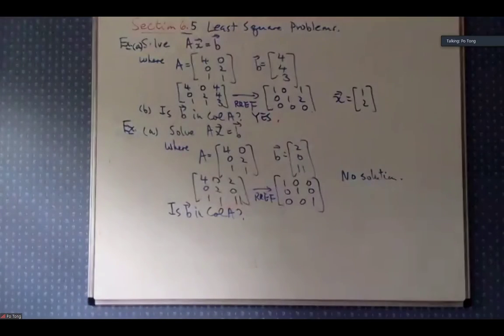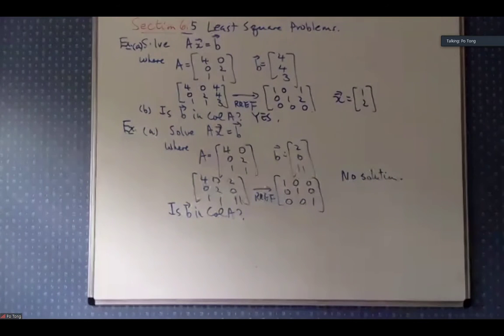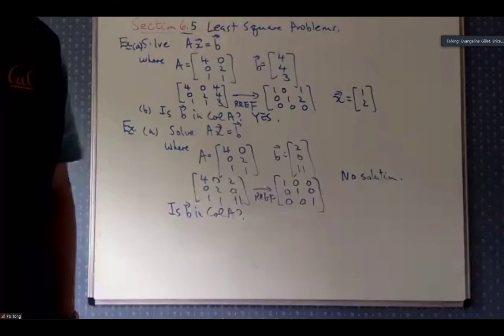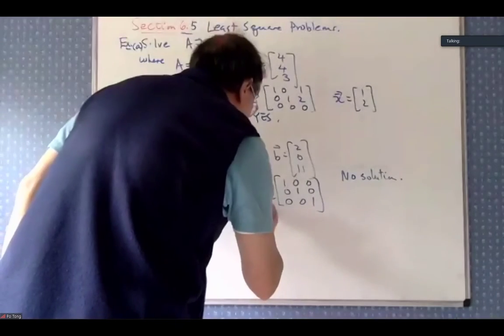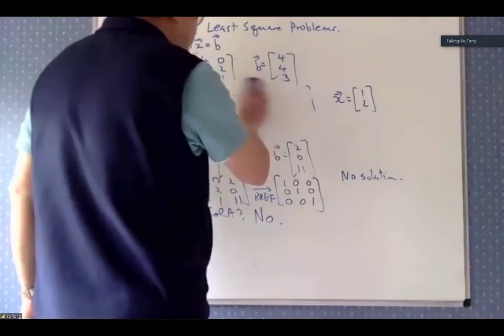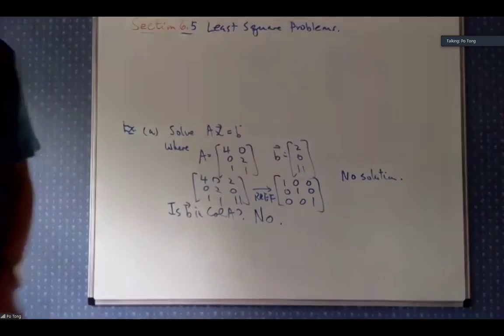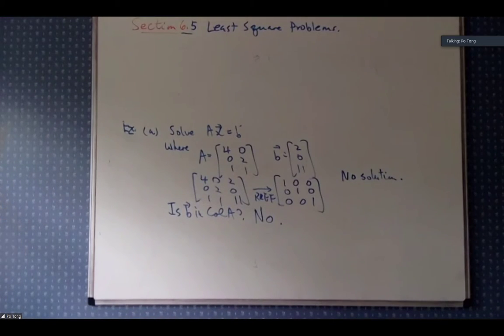Is B in the column space of A? Is it yes or no? No. The answer is no. So B is not in the column space of A. Now, this is what we are going to do. We're still focusing on this example.